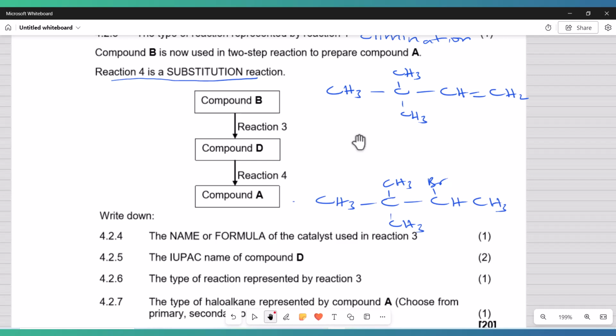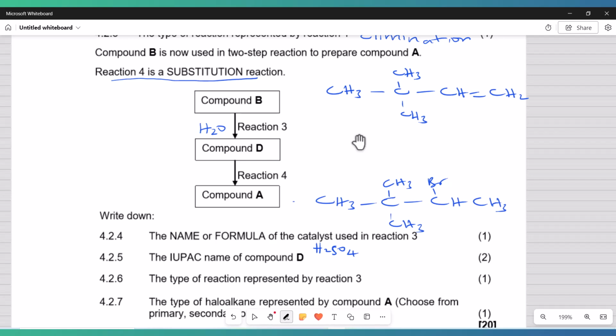So if I'm going to add water, which is H2O, to create my alcohol, then I'm going to use the acid here. So my catalyst here is going to be sulfuric acid, concentrated. That is it there. Then they say hence draw compound D.